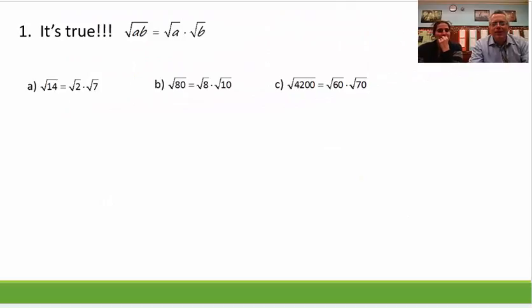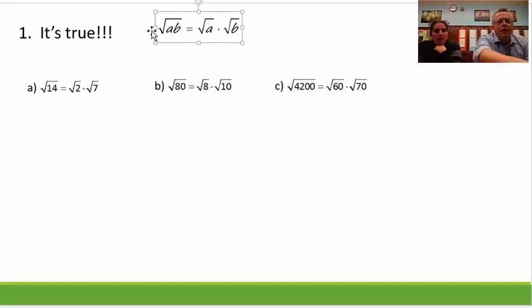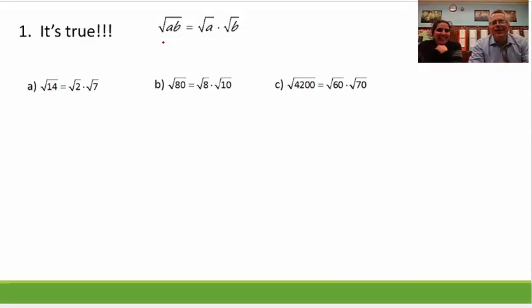All right. So at first, we just want to talk about a property. Maybe you can underline this property. What does that say? It says that if we have a square root of a product, the square root of a times b, we can break it up into the square root of the first number times the square root of the second. We're going to use that property a lot. So we just want to make sure it's true.